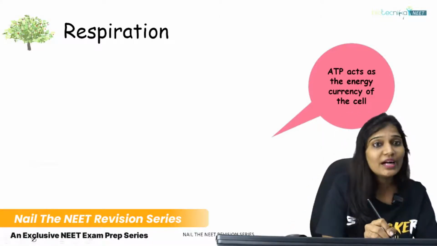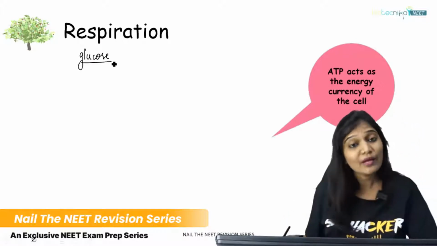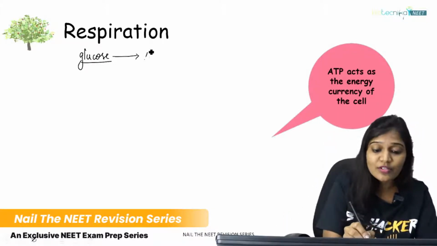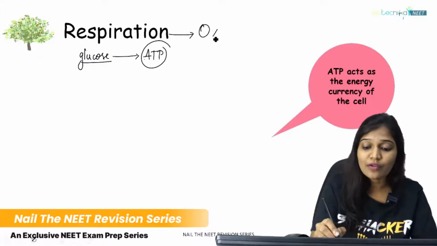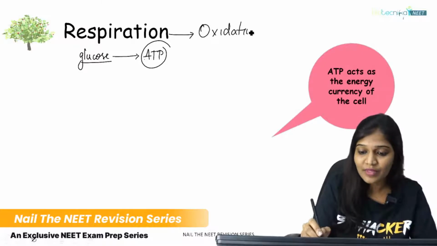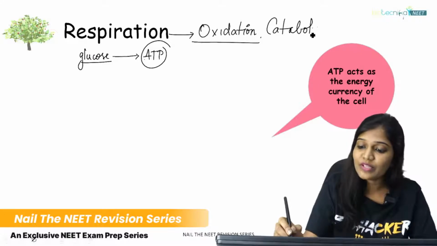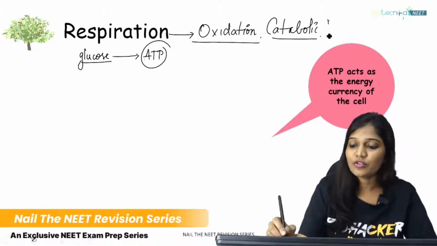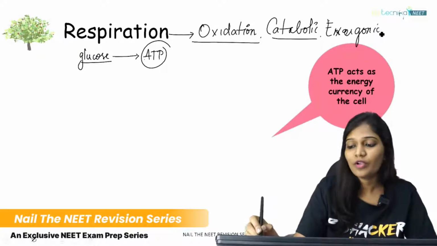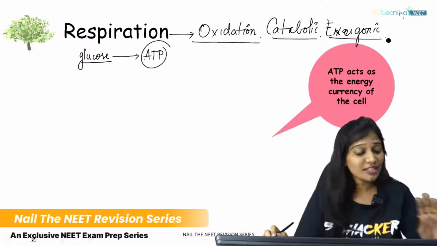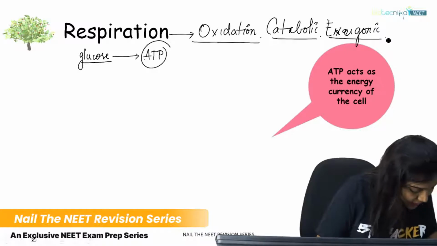In the last class, we were talking about glucose and how this glucose is converted into ATP. I told you respiration is an oxidation process, very important. It's a catabolic process, and it also releases energy, so these are exergonic reactions. This is just a 2-minute revision of what we saw in the last class, and then we'll go on to the next one.